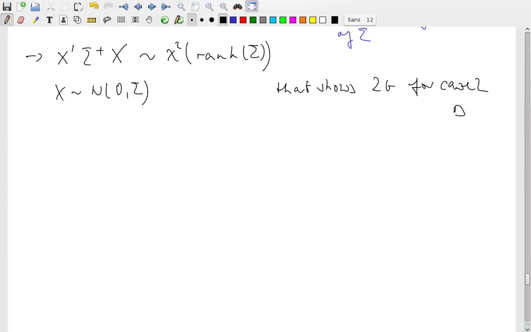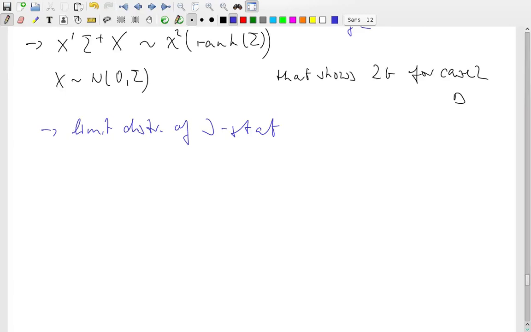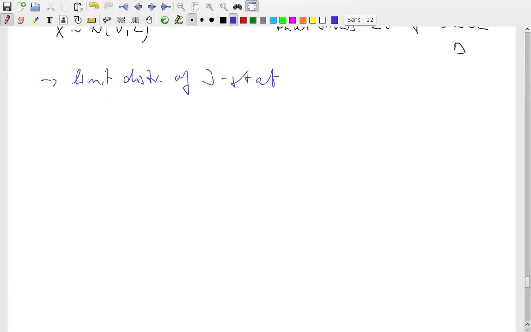Now maybe as a final conclusion, we can verify that we actually have shown the limiting distribution of the J statistic, which is what we originally wanted to show by the whole exercise. Now, let's collect some early results.